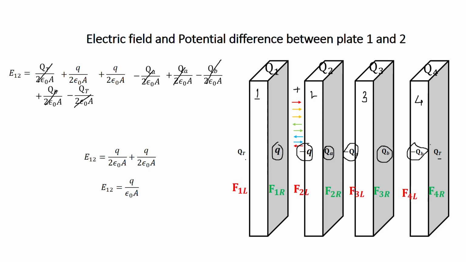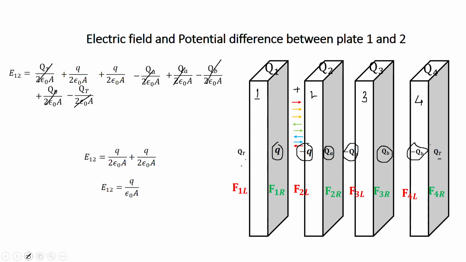Now one interesting thing to be noticed here is that the electric field between plate 1 and 2 is proportional to the value of charge appearing on one of the plates. For example, between plate 1 and 2 the net electric field is q divided by epsilon naught A, which is proportional to the charge appearing on one of its faces, because by Gauss law this will be equal and opposite. So I am considering only one.